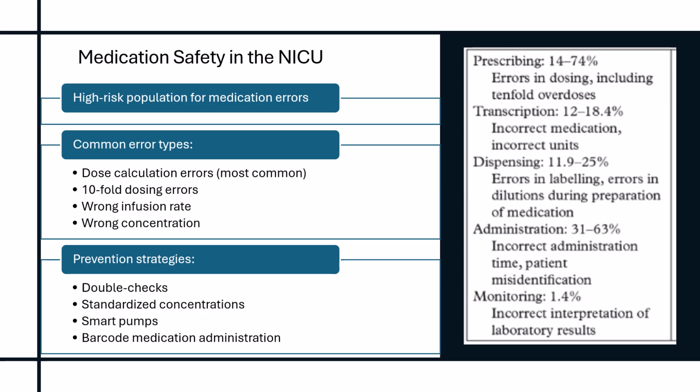Prevention strategies include independent double checks for high-alert medications, standardized concentrations, smart pumps with built-in safety limits, and barcode medication administration. Remember that preventing medication errors is a shared responsibility among all healthcare providers, and having strong safety systems in place is essential.